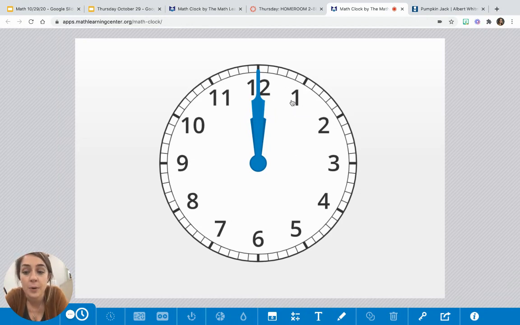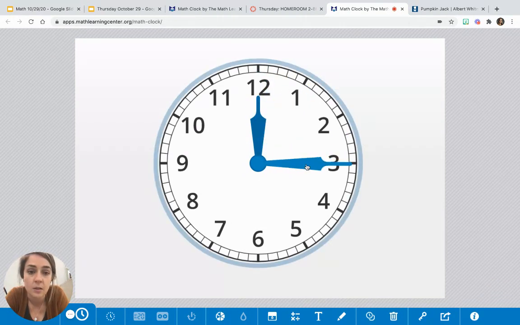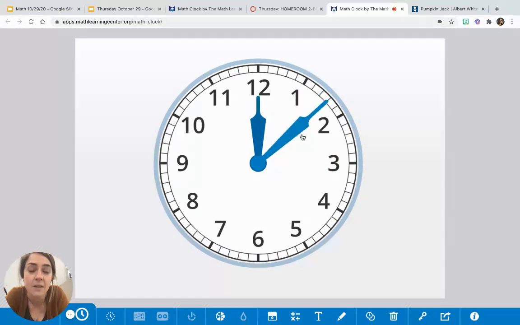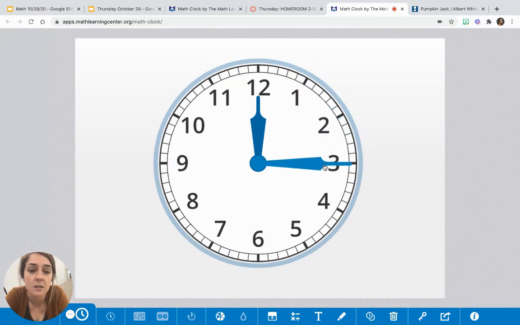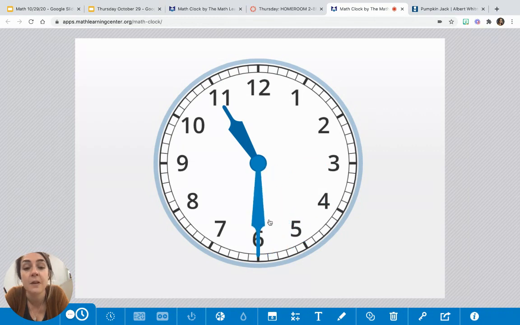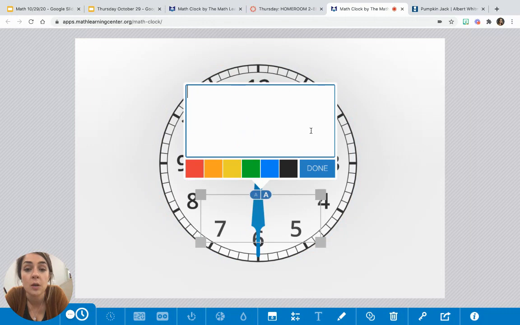So, for example, they could say, show me 2:15. So I know that my minute hand, 5, 10, 15, 2:15. Okay. They could say, show me 11:30. So 11:30. So that would just be a fun way to practice you making the time. Or you could do another way. You could have your grown-up make the time and then you write it.